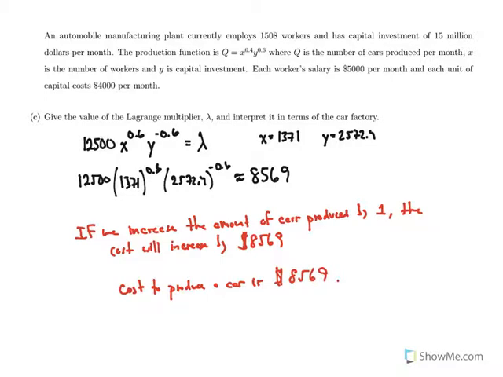So this value of lambda is very important and very useful in that now you know the cost to produce a car, so you can think about, well, what if we wanted to do 2,500 cars instead? That's a very easy calculation to kind of determine how much the cost is going to be.